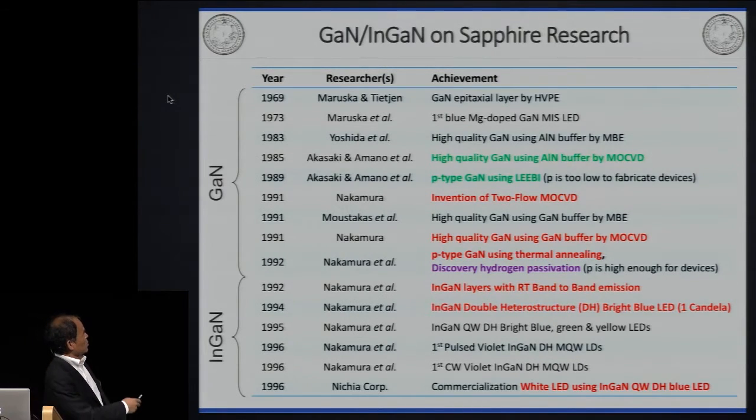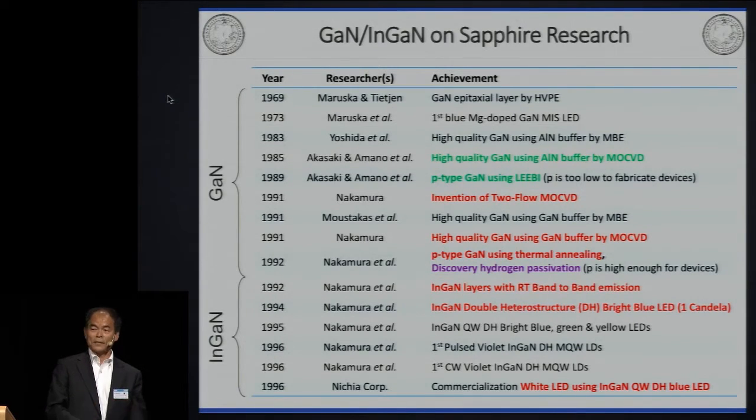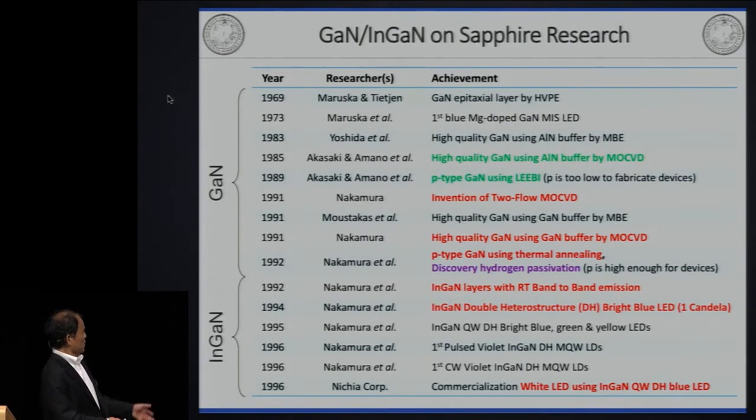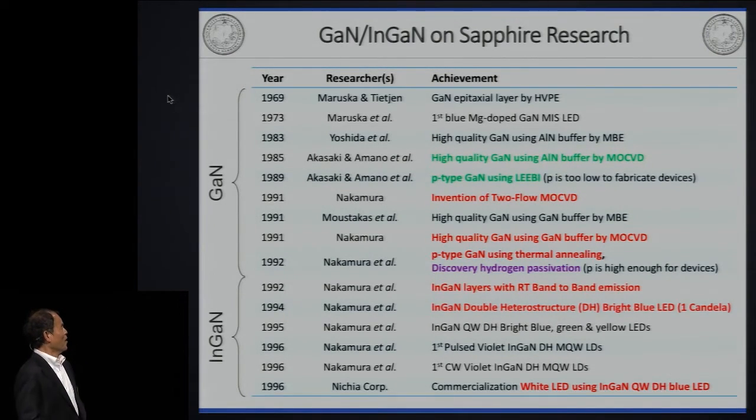So this is a lot of history. Basically, up to '89, in '85, Akasaki developed a buffer layer to improve the crystal quality. Also, they developed the first P-type gallium nitride. But in my case, in '91, I invented the two-flow MOCVD, a crystal growth reactor. After that, you can see all inventions come from our group. Because the reactor is the best in the world, any crystal is the best in the world, any device is the best in the world. So the two-flow MOCVD is the most important to achieve the breakthrough, you can say.